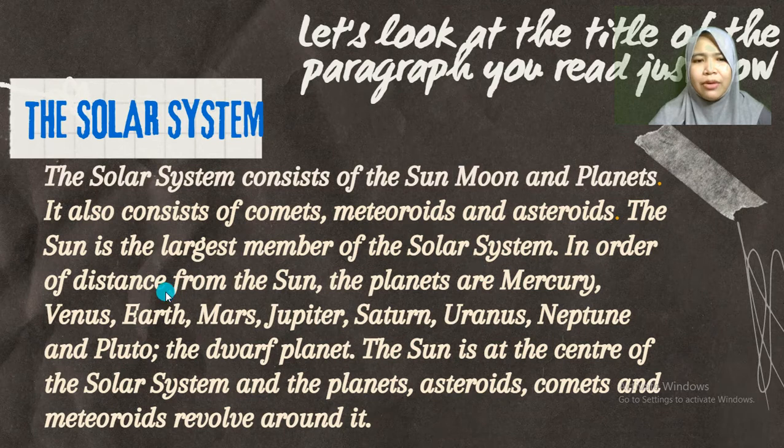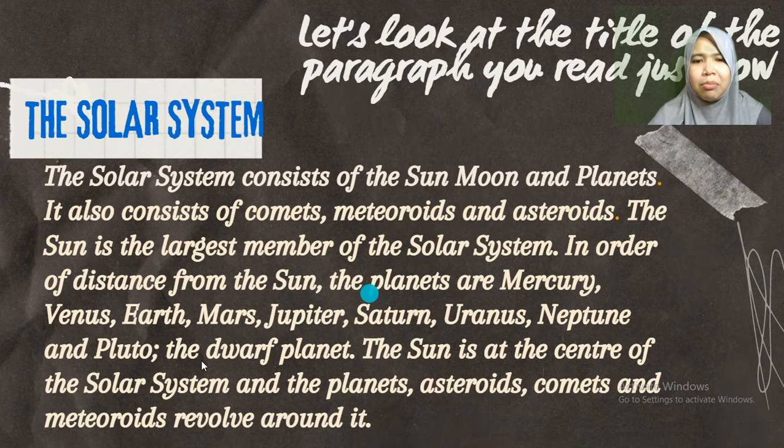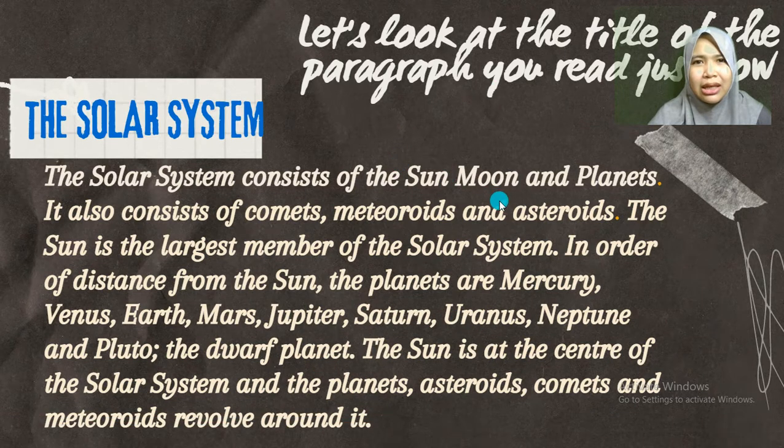Okay, in order of distance from the sun, the planets are. So here, this paragraph is talking about the distance of the planets from the sun. Okay, the order of the planets, which come first, which come later from the sun. So this is also about the solar system. So all of these are the supporting details for our main idea, because supporting details are the sentences that help to explain more of your main idea.